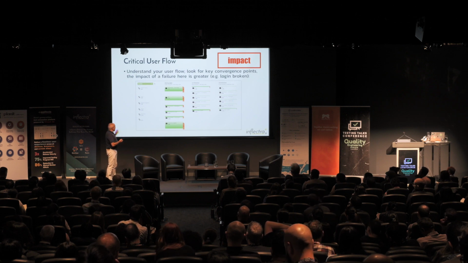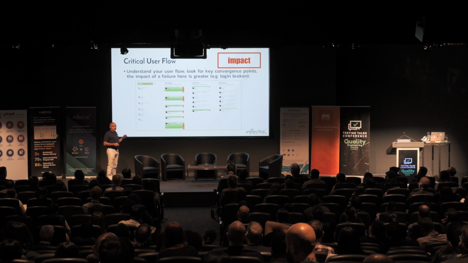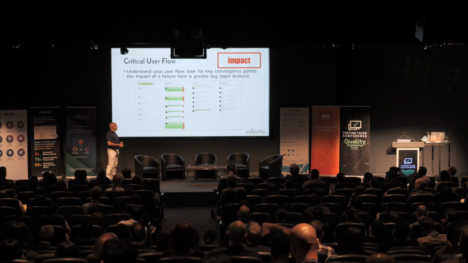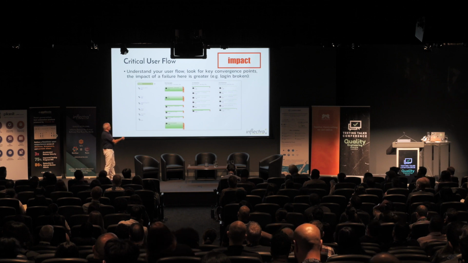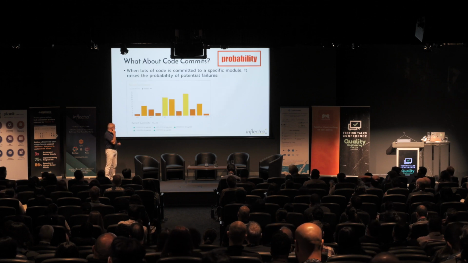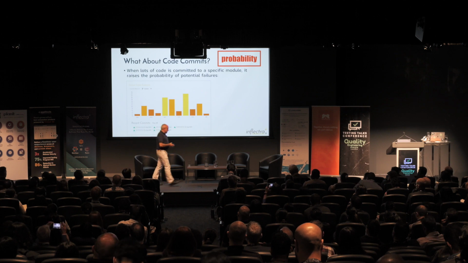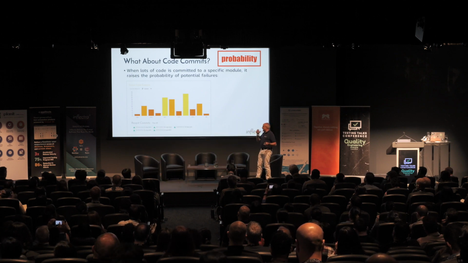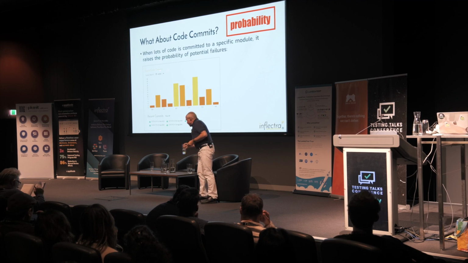And so user flow is really important, because if users all channel through a part of the app, that part mustn't break, even if other things break, because that's an impact point. And the other thing is, if you make code commits, guess what happens? You change things, and when you change things, you break things, or can break things. So look for code commits.